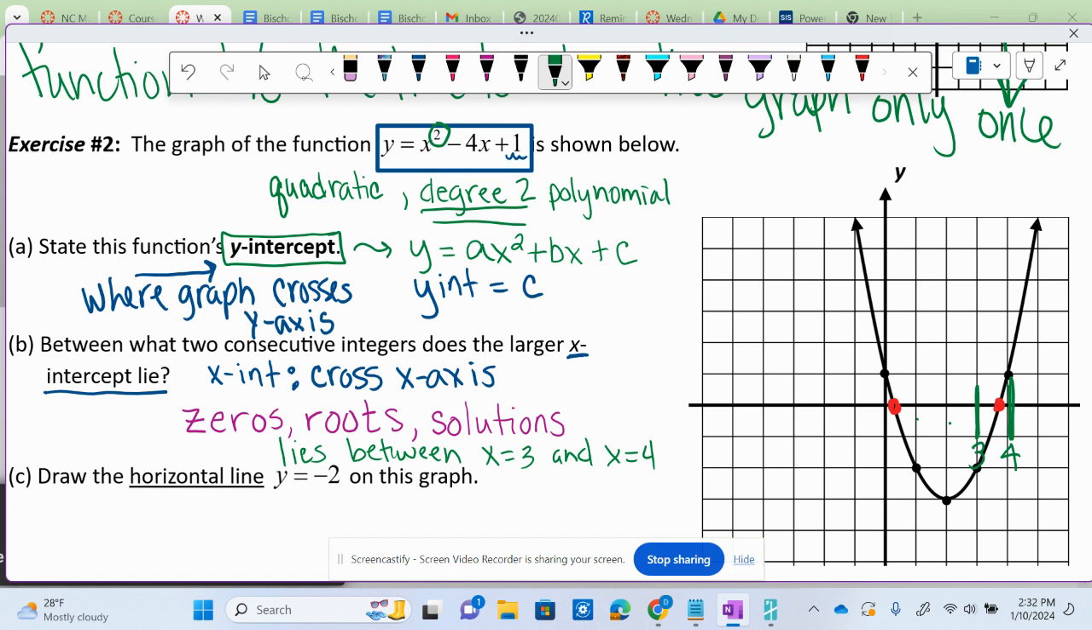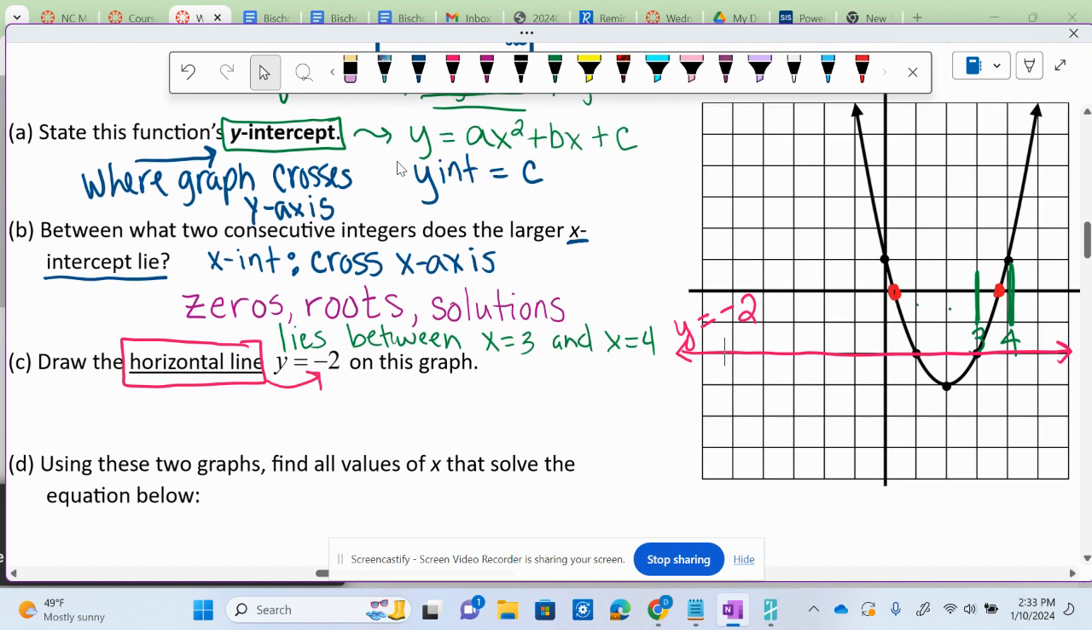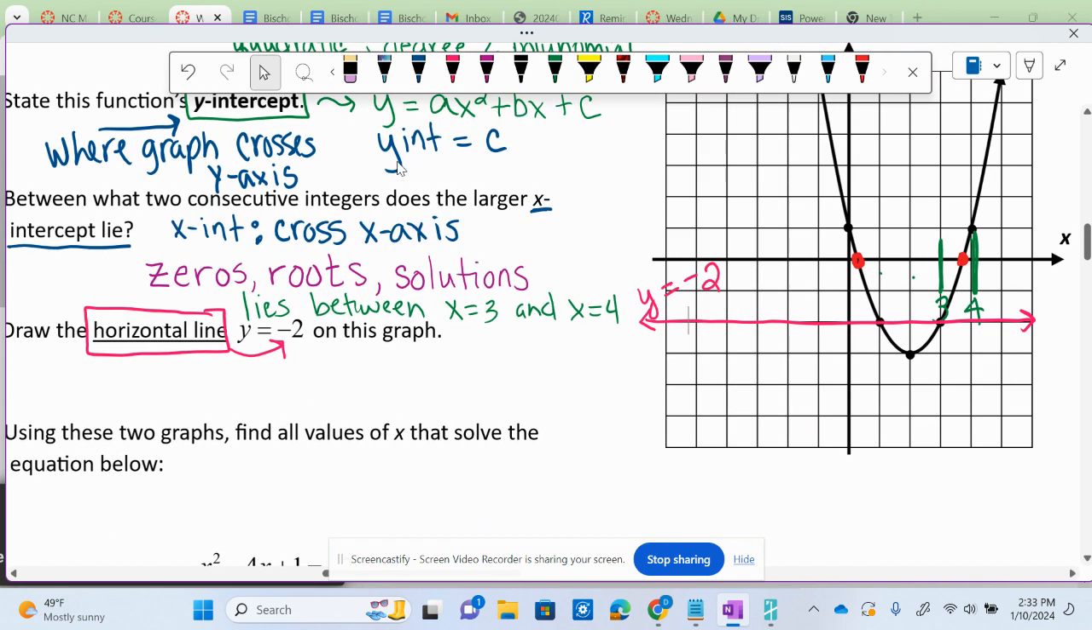The next question says, hey, draw a horizontal line at y equals -2. And it just so happens that the equation to a horizontal line is y equals a number. So I'm going to draw a horizontal line at y equals -2. So here's my horizontal line. Okay. It says using the two graphs. Did everybody draw that horizontal line? Do you see that that line crosses your parabola? How many times? Yeah, it touches the parabola 2 times.